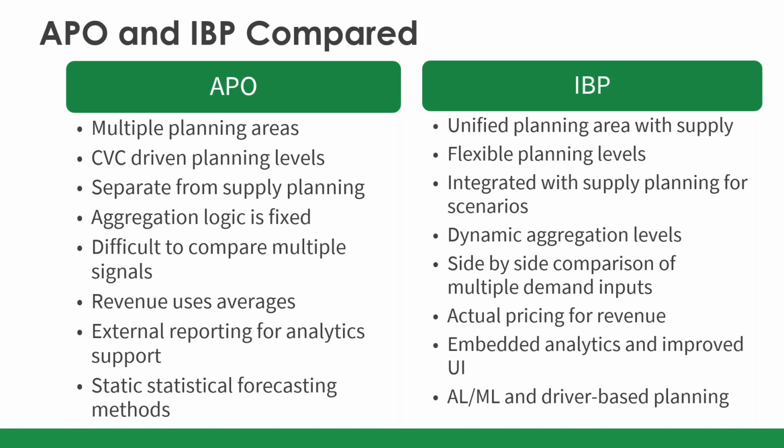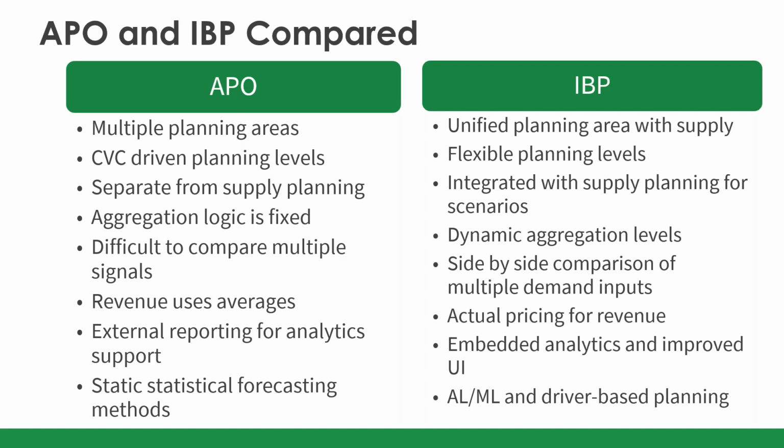Whereas within IBP, you've got a unified planning area with supply. So if you look at those two things, structurally, they're very different, although in the way they behave for the user, they may be quite similar. But the unified planning area with supply allows you to have one system where your demand signal is very closely aligned with your supply signal. So those all interact. So you're not releasing the forecast and then bringing it down to SNP. So keep that in mind.